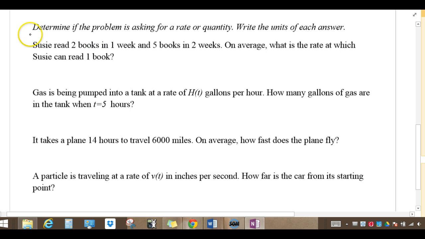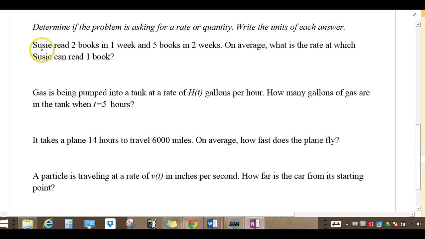Let's move on to a few examples. We want to determine if the problems below are asking us for a rate or a quantity. So we're not being asked to solve these problems. We're strictly going to answer whether or not the answer would be a rate or a quantity, and we're going to write the units of each answer.